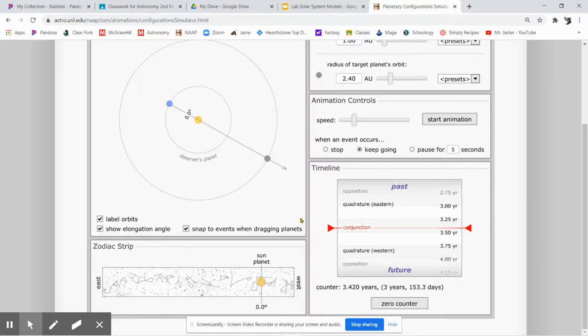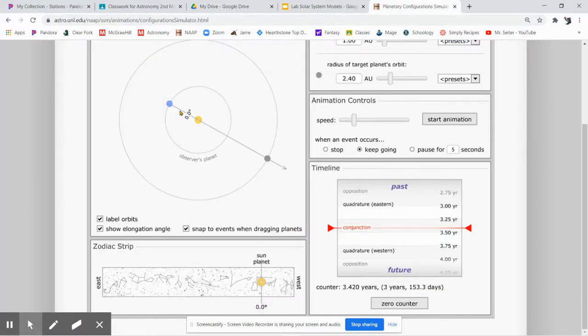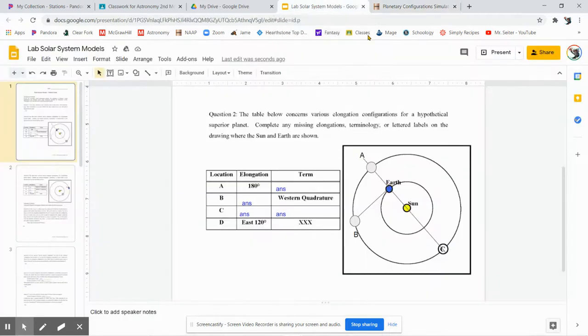Boom, right there. Conjunction. So you're going to type that in. Conjunction. And what is the elongation? The elongation, easy. Elongation is simple, 0. There's my elongation, 0. All right. So you guys need to put that in there.